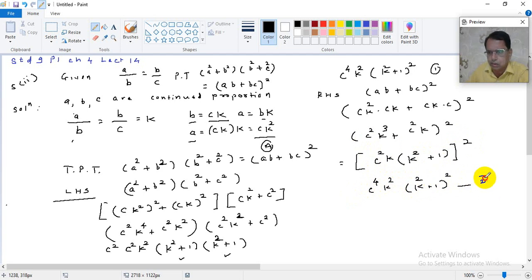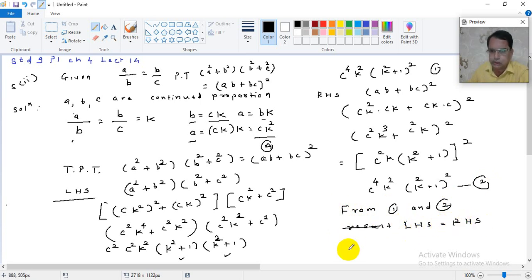So this is 2. So from 1 and 2, result is proved. Actually we should say from 1 and 2 LHS is RHS, and so proved. Once you prove LHS and RHS are equal, then whatever is expected is proved. So I hope you understand this. So pause, review and proceed.